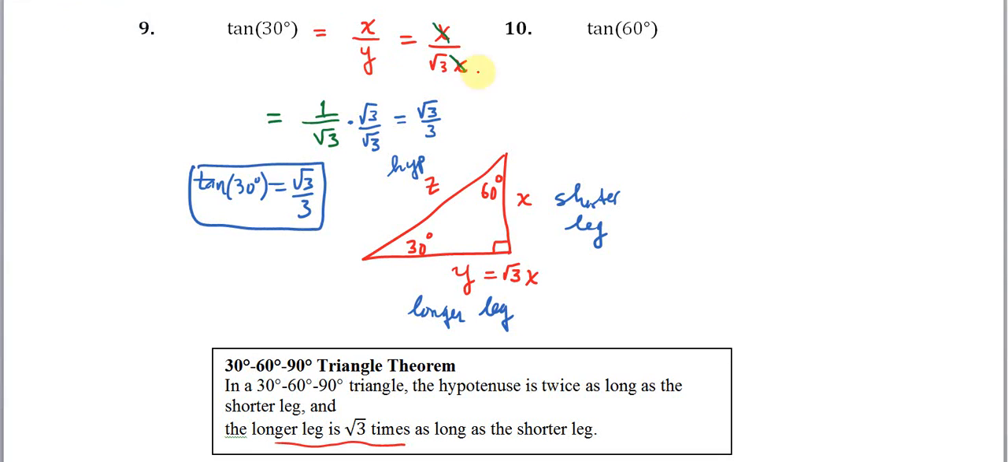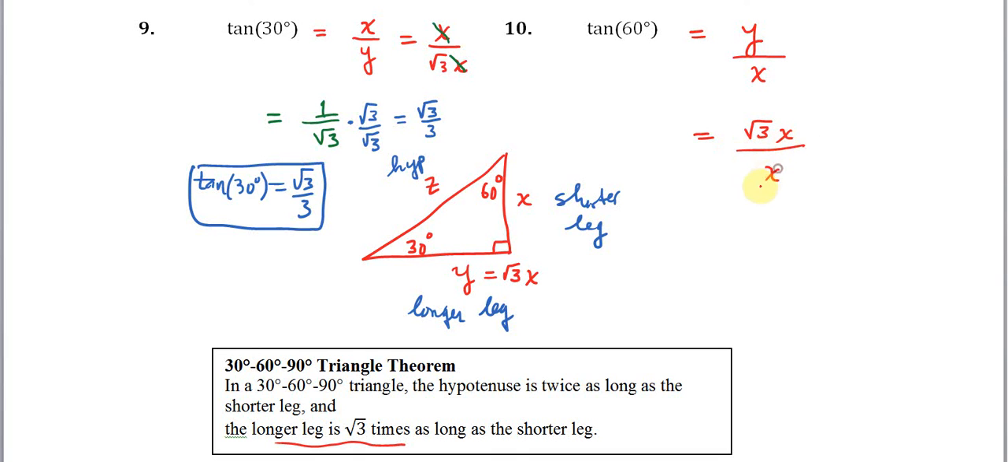All right, now let's continue on here, tangent of 60. So this time we're going to use the same triangle, except we're going to use a different reference angle of this 60 degree angle up here. Well, the opposite length of that 60 degree angle is Y, and the adjacent length of this 60 degree angle is X. But as we said before, we know that Y is equal to the square root of 3 times X. So Y is really the square root of 3 times X.